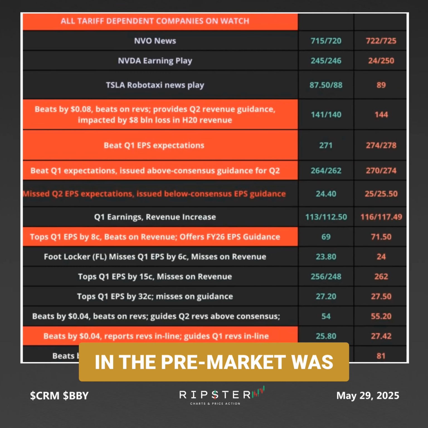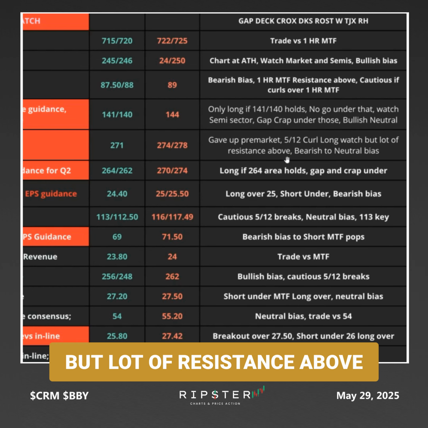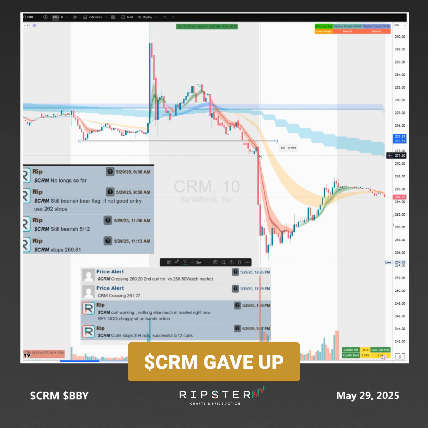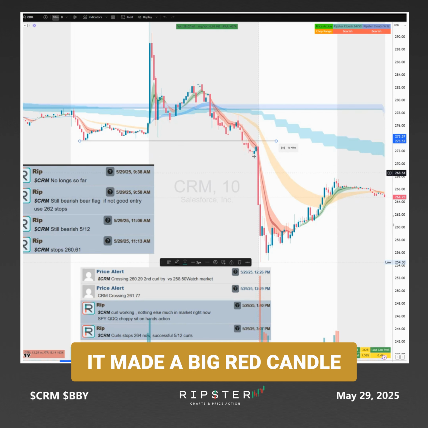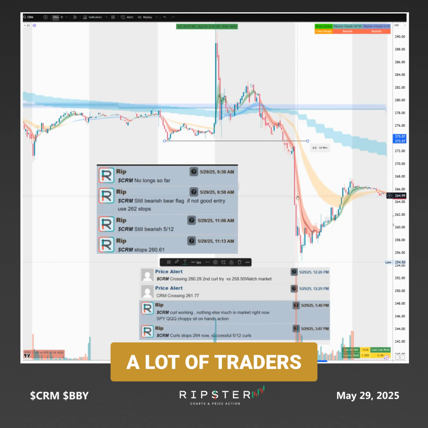So the plan on CRM: the pre-market was gapping down. We will be watching any 5-12 calls, but a lot of resistance above, bearish to neutral bias. What happened was CRM gave up right before the open. It made a big red candle. That kind of spoiled our setup, but we wanted to short it. It was still a short. A lot of traders were still shorting it.